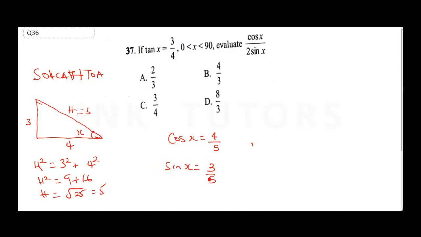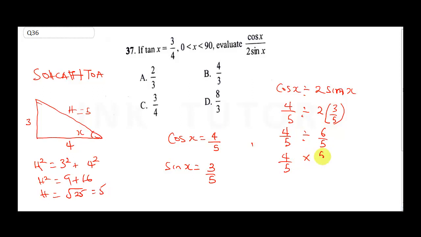So to evaluate this equation, we're going to do cos x divided by 2 sine x. Now this is going to be 4 over 5 divided by 2 times 3 over 5. Now this is going to be 4 over 5 divided by 2 times 3 is going to be 6 over 5. Now you can now invert your equation because of the divide. 4 over 5 times 5 over 6. Your 5 will cancel out. Then you have 4, 2 here is 2. 2 into 6, we have 3. So our final answer is 2 over 3.